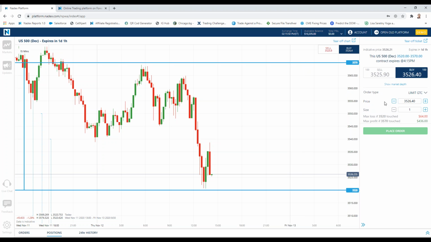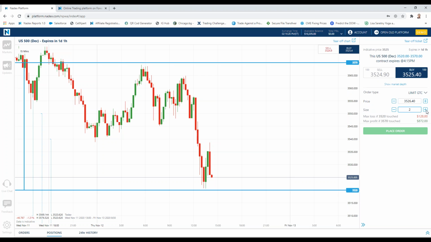So if we go over to our order ticket here, we look at this. If we buy here, if this floor gets touched, this floor as a buyer, the floor always represents our maximum loss. So in this case, our maximum loss if this is touched is $64. Our maximum potential profit is $436. So we've got a pretty strong risk reward ratio, right? And pretty low cost of entry. So $64 plus a $1 exchange fee to execute one contract.